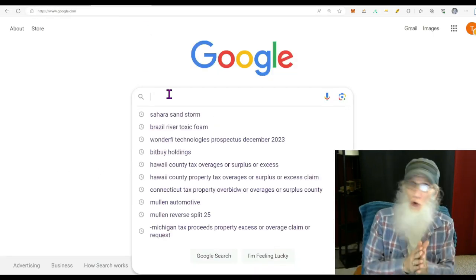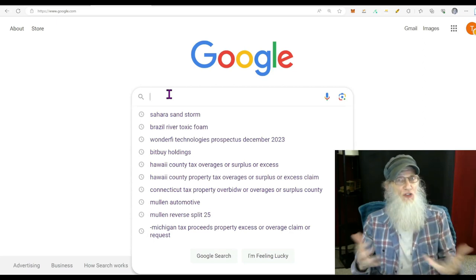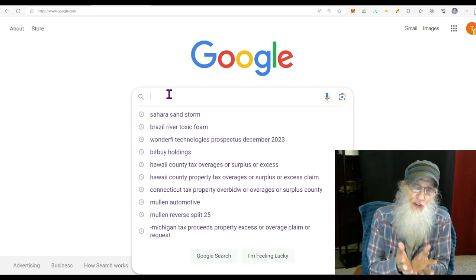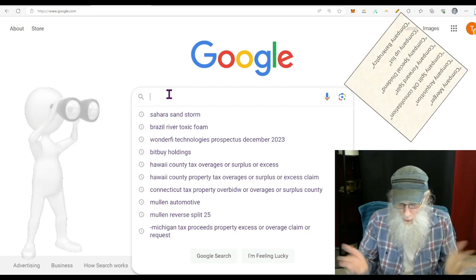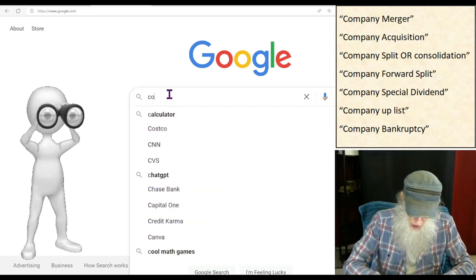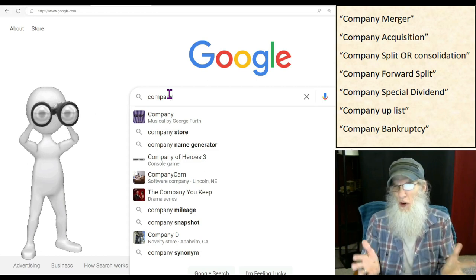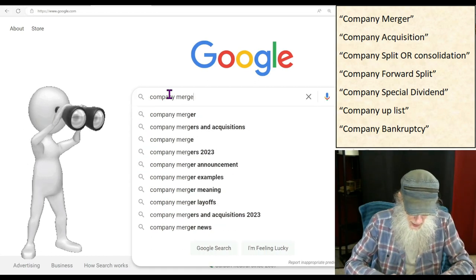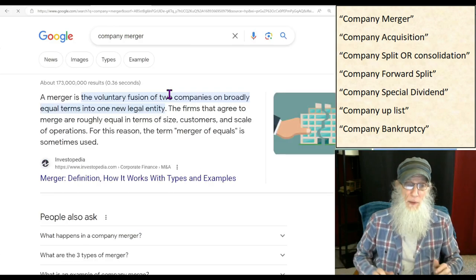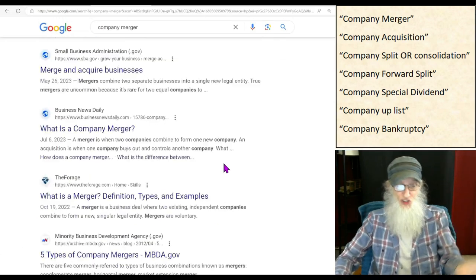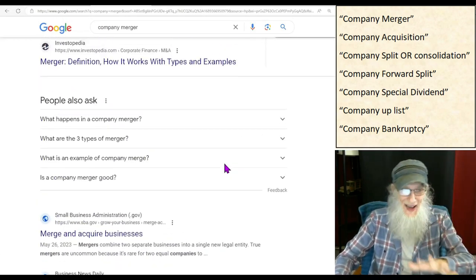You're going to go to Google sometimes, but you don't know what you're looking for. How do you do a search if you don't know what you're looking for? Well, what is it you might want to look for? You could put in company. You want company first, so you don't get any general information. And let's say maybe merger, right? Company merger. You're not going to want to search general information. That's not going to help you.